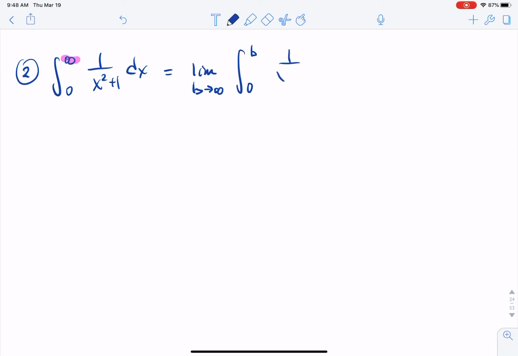Is this a u substitution? Should I let u equal x squared plus 1? If I did that, then du is equal to 2x dx, and there's no way you could fix it too, but there's no way you could fix an x. That is not how we do this. Instead, we want to recognize this as arctangent. The antiderivative of 1 over x squared plus 1 is just simply arctangent. Limit as b goes to infinity of the arctangent of x.